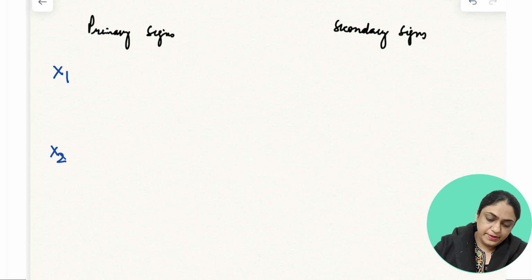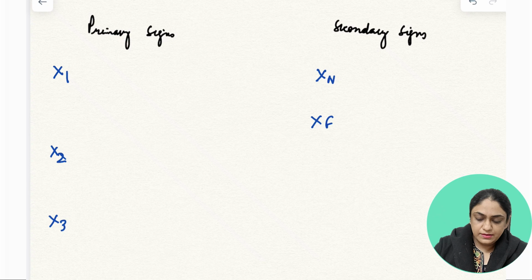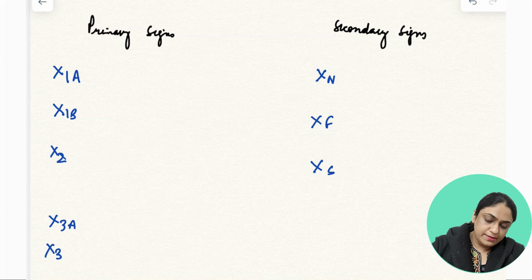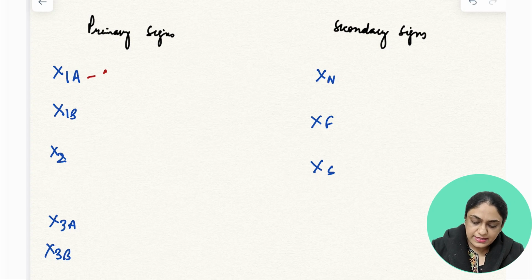Please pay attention. X is for xerophthalmia. X1, then X2 and X3. Here it is XN, XF and XS. So primary signs are X1, X2 and X3. X1 is divided into part A and part B. X2 is single. X3 again is divided into X3A and X3B.